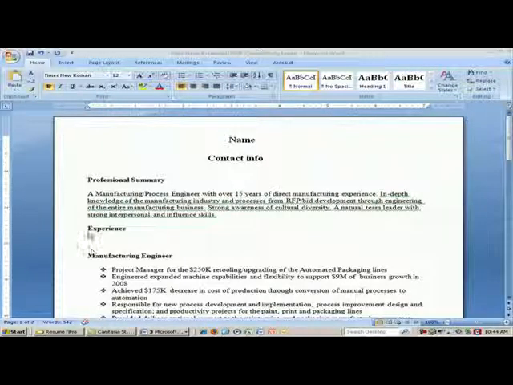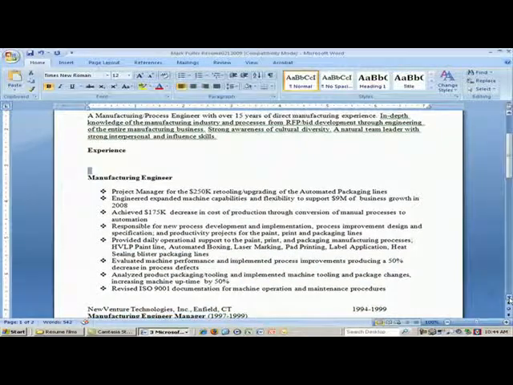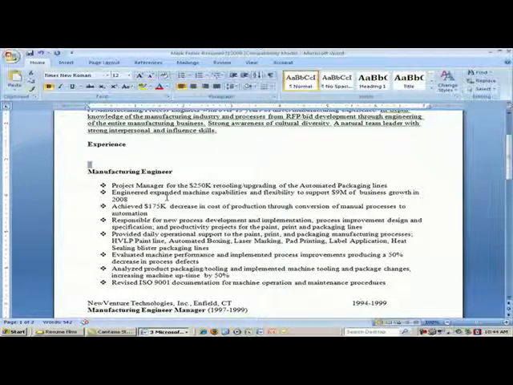And then underneath that, as you'll see in our sample here, are specific accomplishments that you have done in that job. So for example, project manager for the $250,000 retooling upgrading of the automated packaging lines. Now this tells the reader that you were in charge of retooling of a particular package line. The worth of it was $250,000, and if you could include some results in that, what happened as a result of you being in charge of that project, that is certainly to your advantage as well. So the idea is to be as clear as possible, again, about the duties and the responsibilities of the job, and then how you performed against those duties.